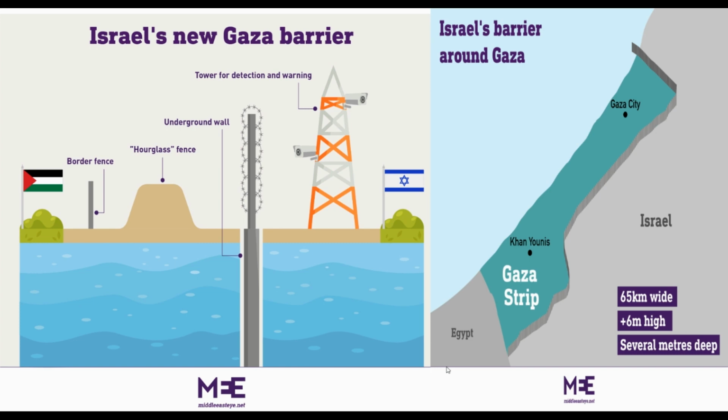They cut the communication from the world. Unfortunately, there is not only a border fence. After the border fence, as you can see, an hourglass fence, and then an underground wall, and towers for detection and warning. And then this is the Israel territory. So there is no way to cross the border. They don't want any people from Gaza to come to Israel and work.